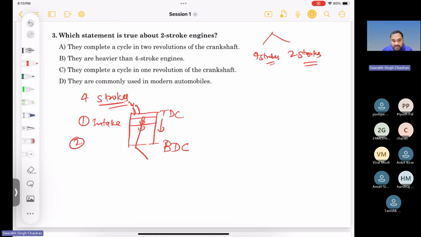Now piston has come to BDC. So now piston will go upward from BDC to TDC. The intake valve will be closed and air will be compressed. So second one is your compression stroke. Then the fuel is injected in the hot air, and after combustion the piston is pushed down and you get power stroke.